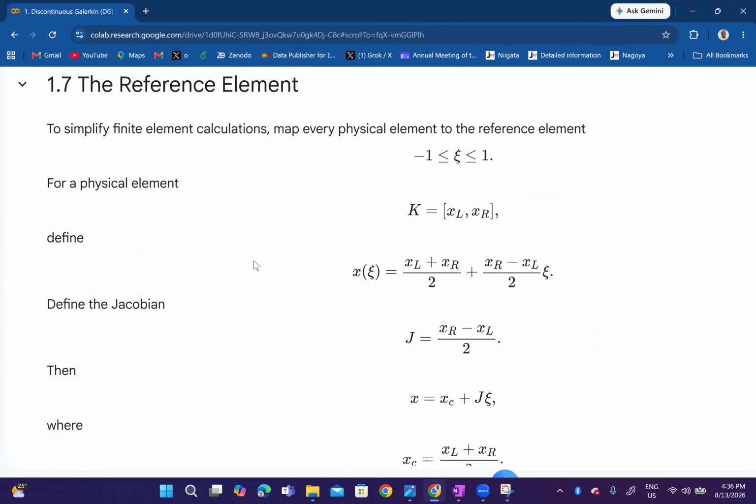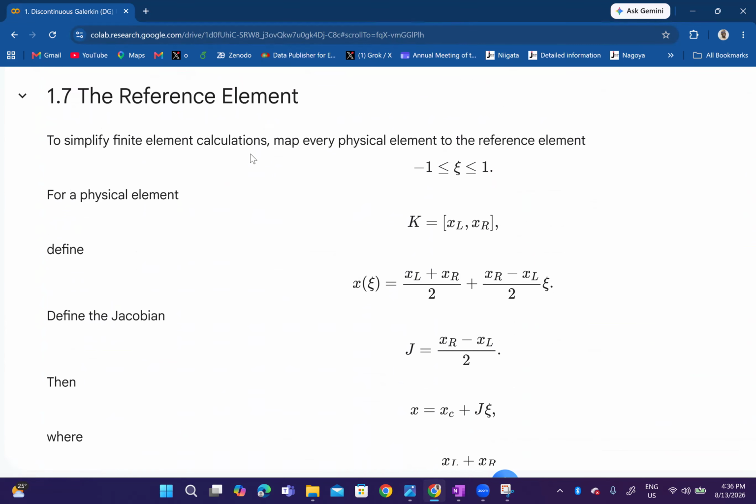So let's talk about the reference element now. To simplify the finite element calculations, map every physical element to the reference element, where psi lies between -1 and 1. For the physical element K, the closed interval xl to xr, we define x of psi to be xl plus xr over 2, plus xr minus xl over 2 multiplied by psi.